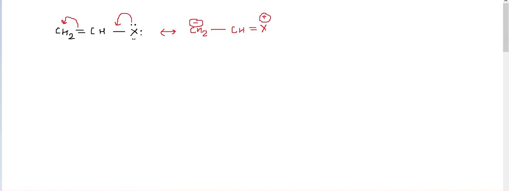So the structure given is CH2 double bond CH and X. We know halogens have 3 lone pairs and we write 1 bond to all halogens. And if we draw the resonance structure, this lone pair will come here and we will get a minus charge over here. So CH2 minus. Because we are taking this 2 electrons onto carbon, I'm writing it as 1 minus charge, and then CH double bond X plus.